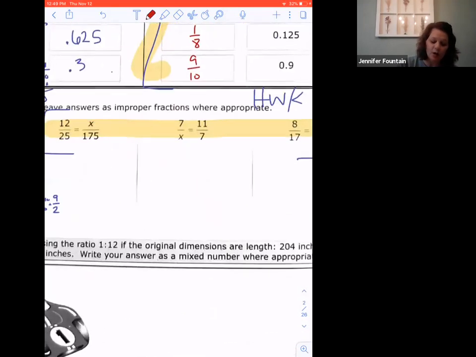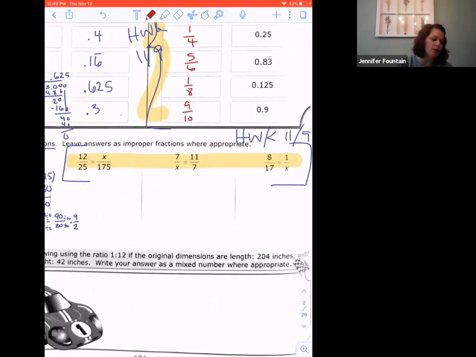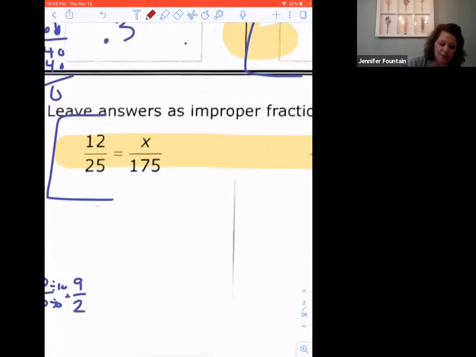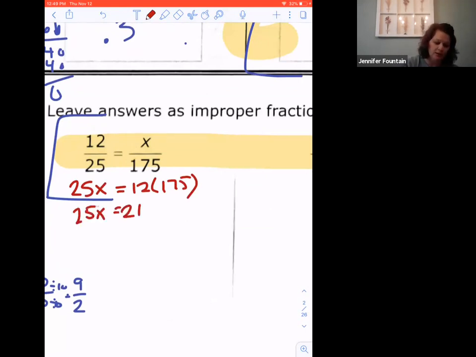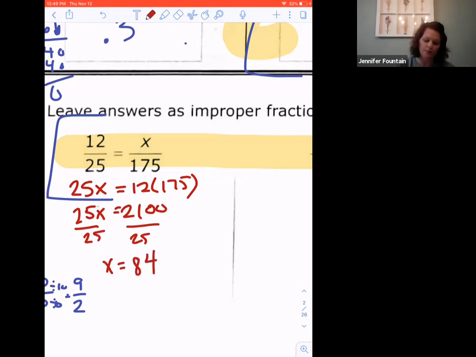Activity 6, we had our proportions. And so we talked about how we know with a proportion, those are 2 equivalent fractions. And I can solve for my unknown by cross multiplying. So here I would have 25x equals 12 times 175. So 25x is equal to 2,100. Divide by 25, divide by 25, and x is equal to 84.